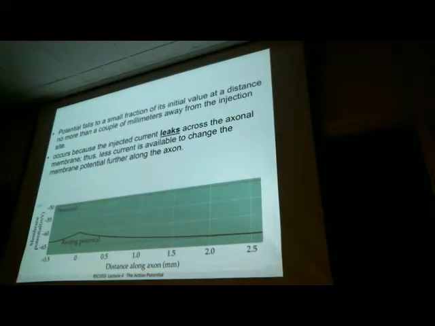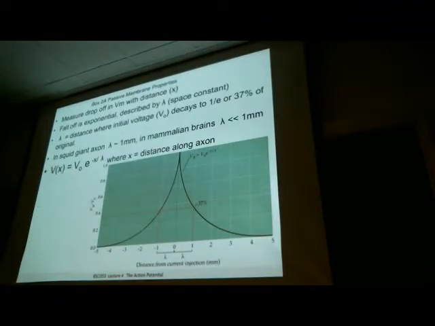And this is because this injected current leaks across the membrane, and it leaks more and more, so you lose more and more as you move along the membrane. So we can come up with a mathematical description of this. This is an exponential function. It is a function of the initial voltage, V0, and then it exponentially declines with the distance along the axon, in the exponent, divided by this kind of funny number, lambda.